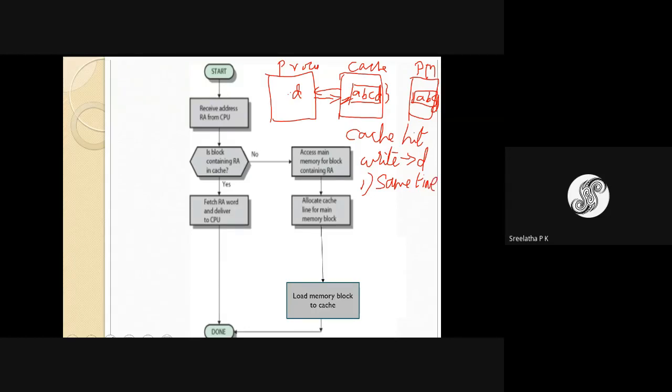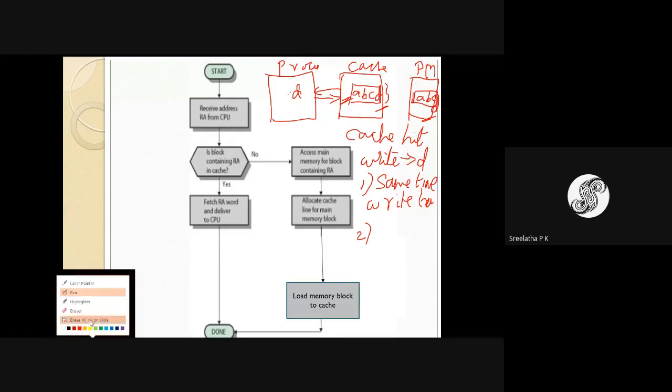This is called the write through protocol. The cache memory and the primary memory location are updated simultaneously, at the same time. So this is the write through protocol. Okay, another procedure is I can write the data to the cache memory.